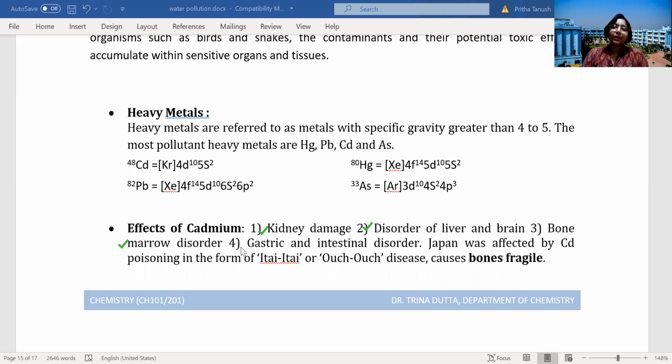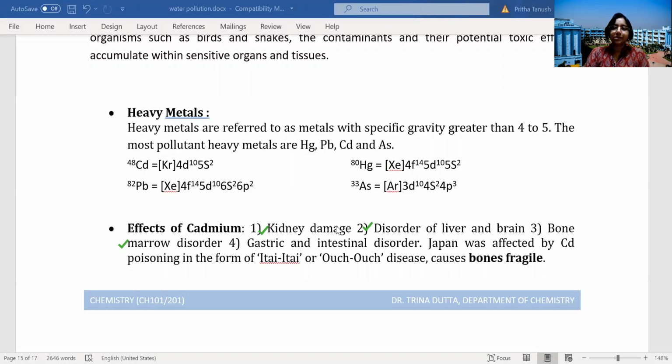Basically, how does cadmium come into our body? Cadmium is very similar to zinc: Cd+2 and Zn+2. So it replaces the zinc in the enzyme part, and it is absorbed by plants. Then it comes into the food which they prepare. When the plants are consumed by primary level, secondary level consumers, it comes into our body, and ultimately it affects us.